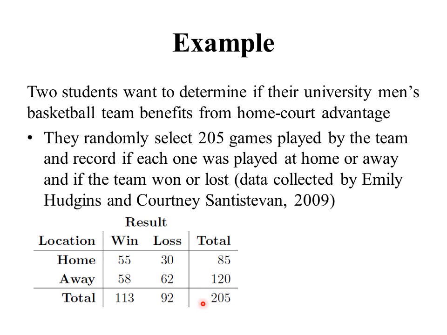And so we see here we have a total of 205 games overall. 85 of those games were played at home, 120 were played away, 113 were a win, 92 were a loss. Now these middle numbers, for instance, tell us that 55 games were a home win, 30 games were a home loss, 58 games were an away win, and 62 were an away loss. Now this table is what's generically called a contingency table. So here's the data that we have collected.